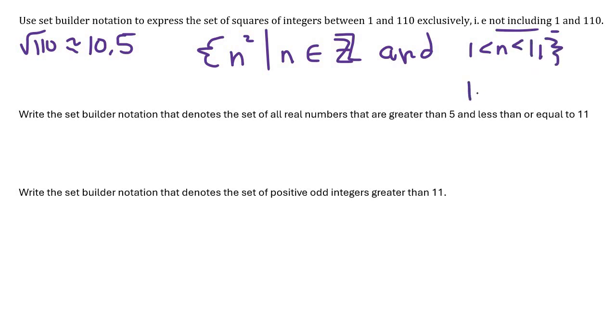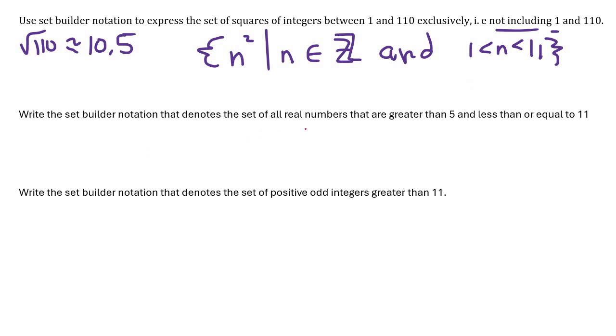And note, we could say something like 1 is less than n, less than or equal to 10. There are different ways we could represent this. Or we could change that 1 to a 2 here, and then make that a less than or equal to. So there are different ways we could finish that part off.